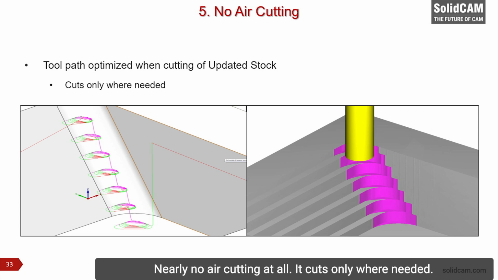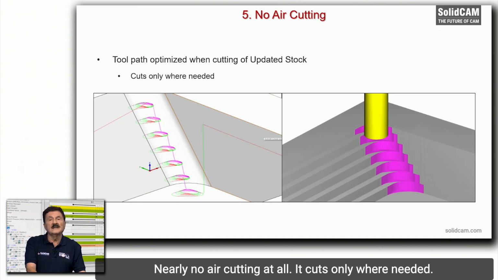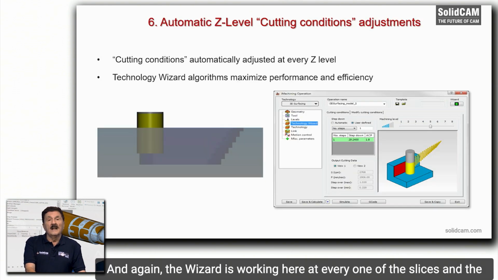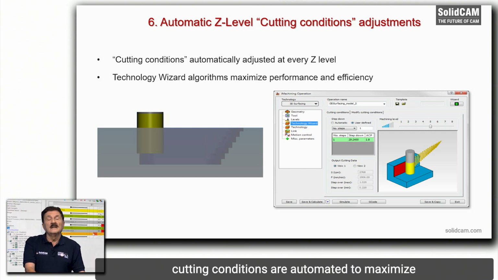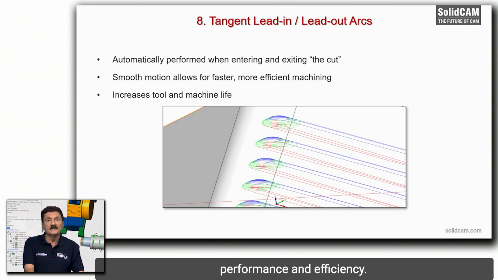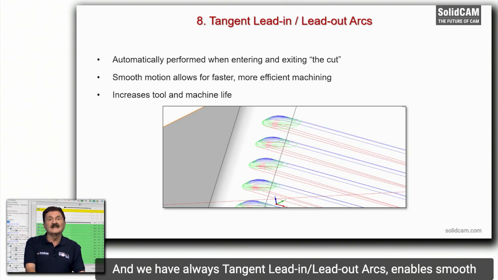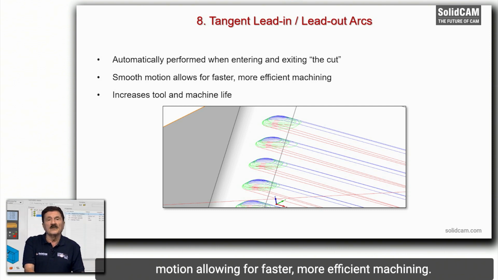Nearly no air cutting at all. It cuts only where needed. And again, the wizard is working here at every one of the slices, and the cutting conditions are automated to maximize performance and efficiency. And we always have tangent lead-in, lead-out arcs, which enable smooth motion, allowing for faster, more efficient machining, and this also increases both tool and machine life.